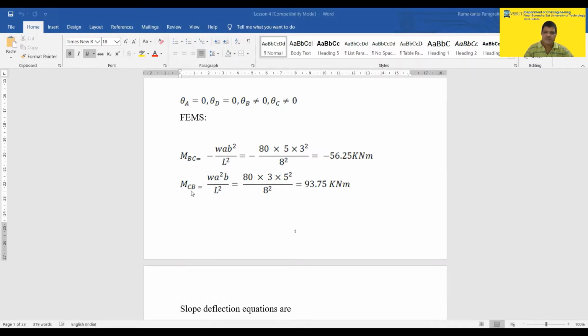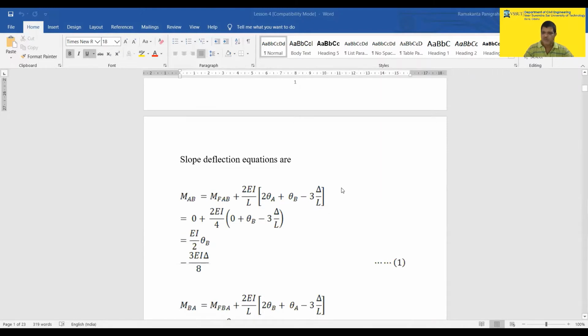Now, MF CB will be W a square b by L square, so it is 80 into 3 into 5 square by 8 square, so that is 93.5. Now, write down the slope deflection equations.